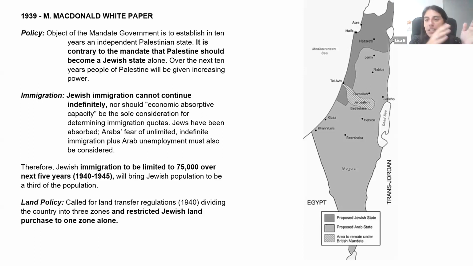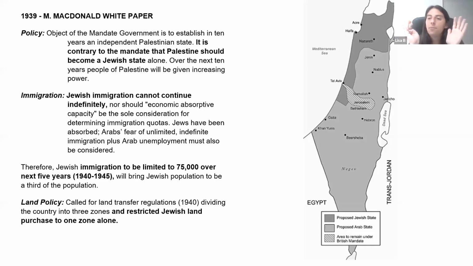Basically, from 1940 to 1945, we're only going to allow 75,000 Jews to enter this land, and that's it, because that's what's causing the problem. Too many Jews. Okay. Any idea how many Jews actually entered of those 75,000 over the next 5 years? Not many.